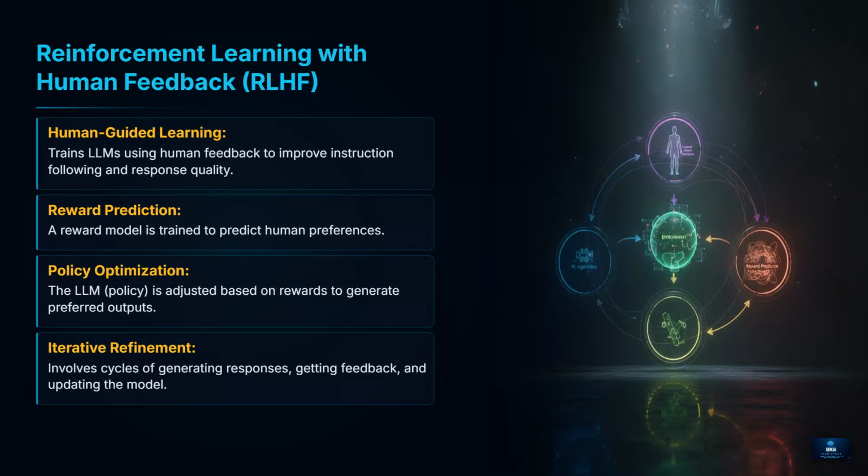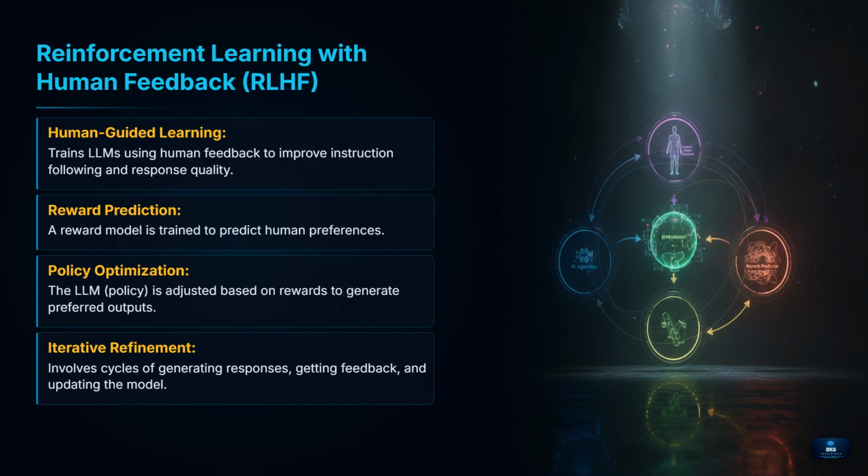Let's shift gears to reinforcement learning from human feedback, or RLHF. This is a powerful technique where human judgment directly shapes the LLM's behavior. It works by first training a reward model that learns to predict which responses humans would prefer. Then, the main LLM, acting as an agent or policy, is trained using reinforcement learning to maximize the rewards predicted by this reward model. It's an iterative process where the model learns over multiple cycles to provide better, more aligned responses.